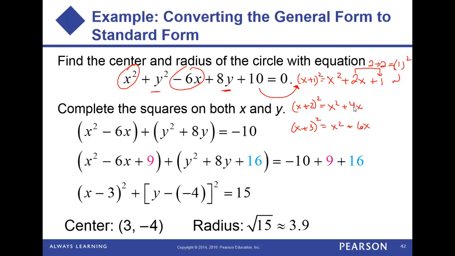Let's try another one. So 4. If I take a 4, divide that by 2, I get 2. If I square 2, I get myself a plus 4, which was there originally. How about the 6? 6 divided by 2 is a 3. Square 3, and I get myself the 9 that was originally there in the first place.